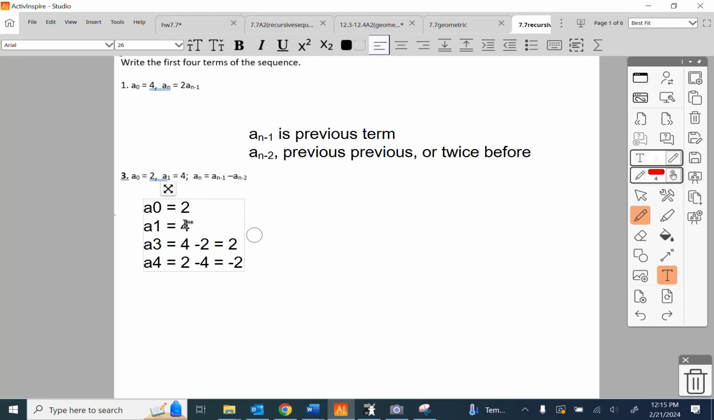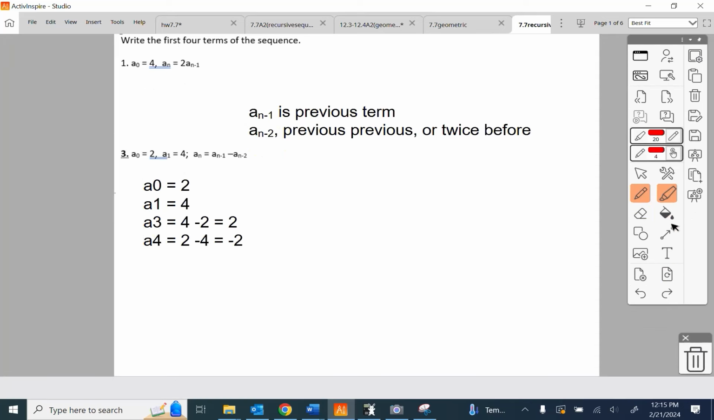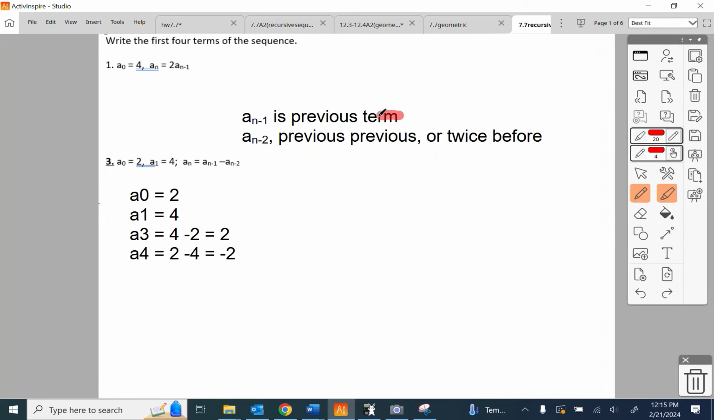Recursive rules like this, boy, they really screw with kids, and it's the notation. It's the notation. You have to at least put in your own words what that notation means. If you can't do that, you're dead in the water. Plain and simple.